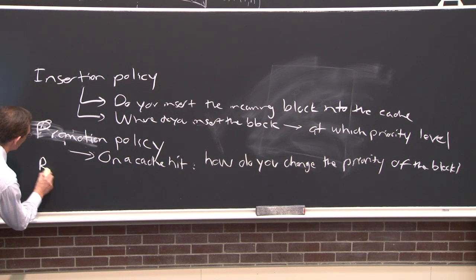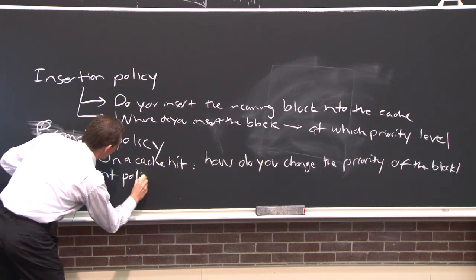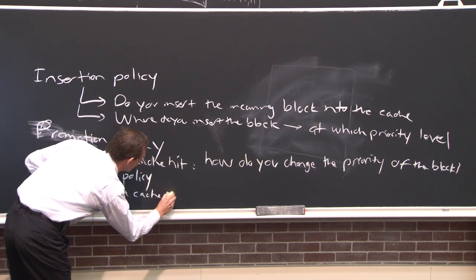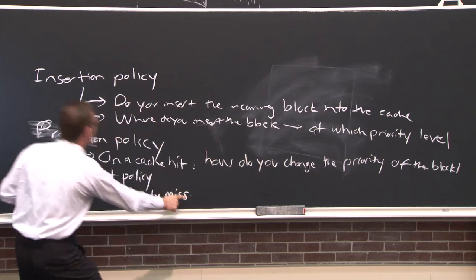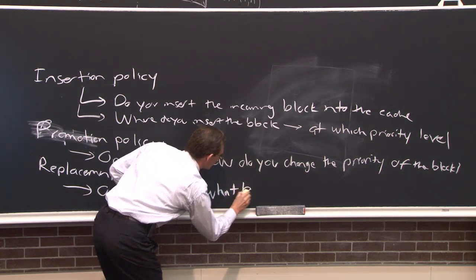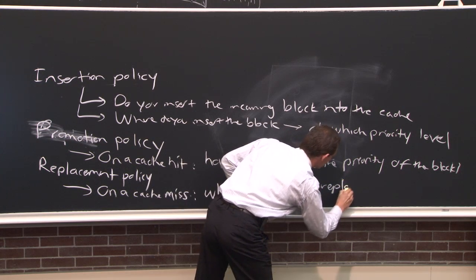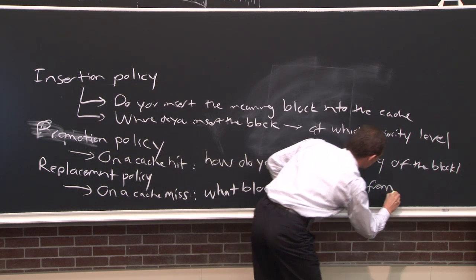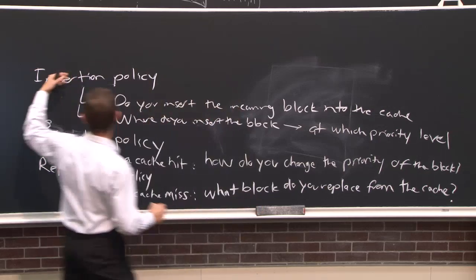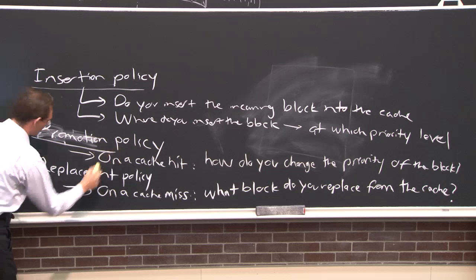And the last thing is replacement policy. Here, when you get a miss, on a cache miss, what do you replace to accommodate the incoming block? On a cache miss, and if you decide to insert the block, what block do you replace from the cache? So all policies that govern a cache need to specify insertion, promotion, and replacement.